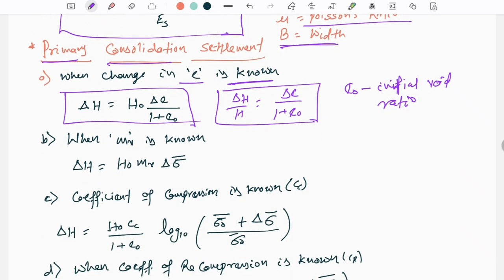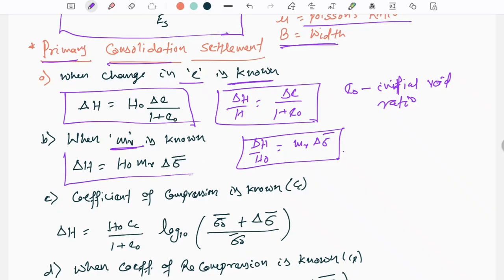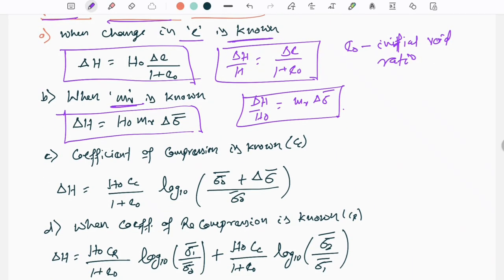Next is when the coefficient of volume compressibility, MV, is given. Then again delta H upon H naught is equal to MV into del sigma bar. And from that you can find the settlement, delta H equal to H naught MV into del sigma bar. Del sigma bar is the change in stress, change in pressure.